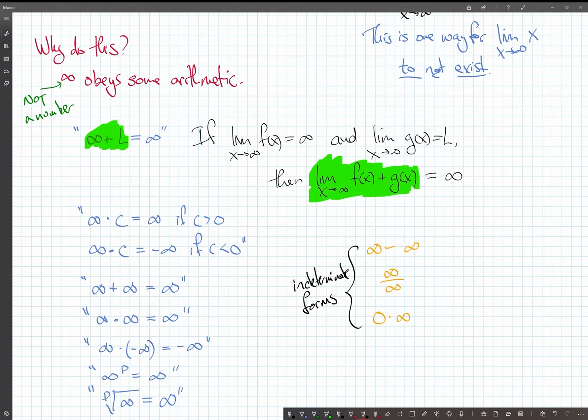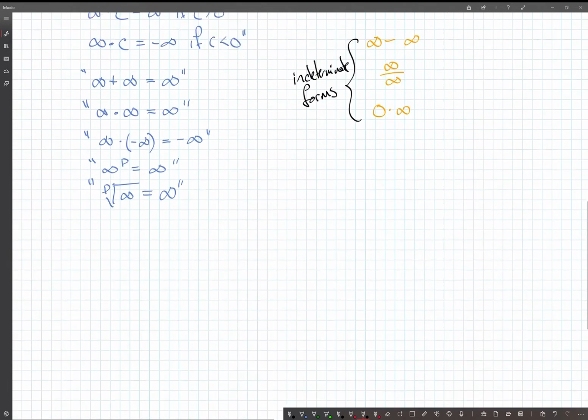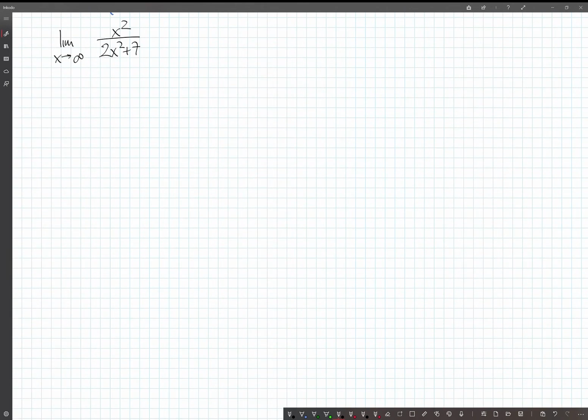Let's give an example of what to do when you see one of these indeterminate forms. So consider this quotient. This is a rational function, x squared over 2x squared plus 7. What's happening as x goes to infinity? Well, as x goes to infinity, x squared goes to infinity. And as x goes to infinity, 2x squared plus 7 goes to infinity. So this thing looks like infinity over infinity. That's one of the indeterminate forms, so we have to do something else.